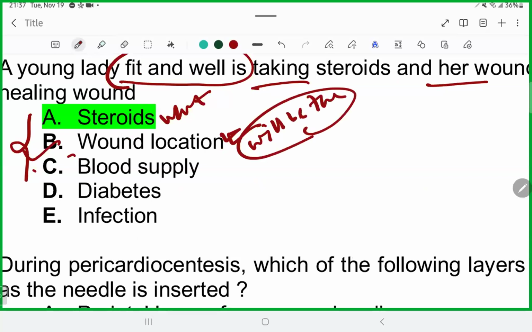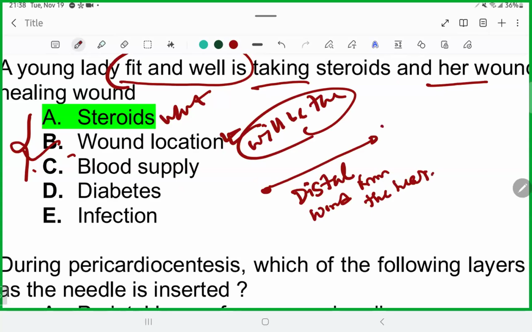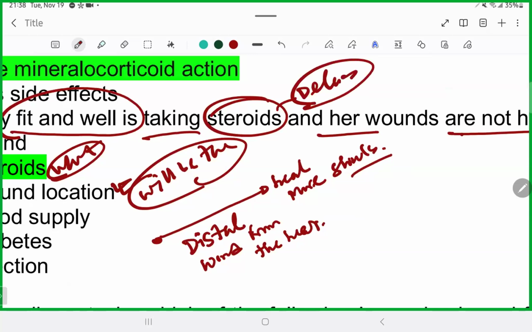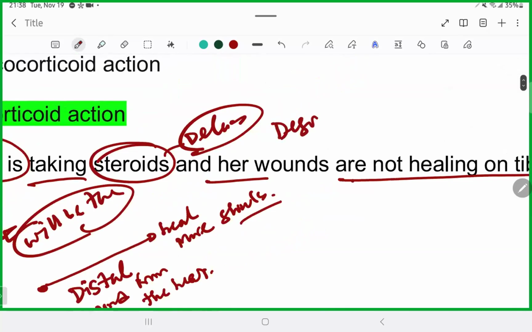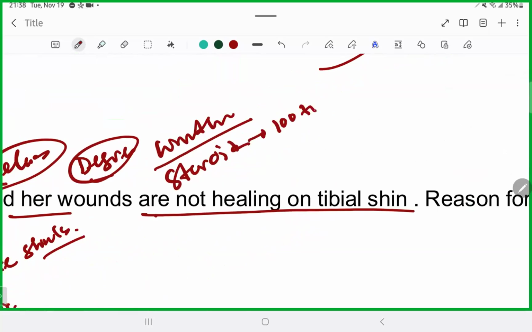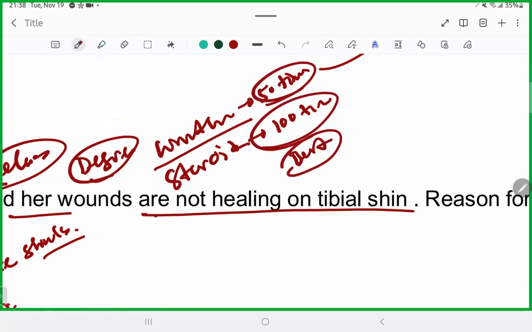Why? Because the more distal your wound is from the heart, the more slowly it will heal. So that's the reason. We all know it. Here, steroids is the best answer because they mentioned she's taking steroids, and steroids delay wound healing. Wound location and steroid both delay wound healing, but which one more? If steroid delays wound healing 100 times, wound location compared to steroids will do it 50 times. So this one is the best answer here.